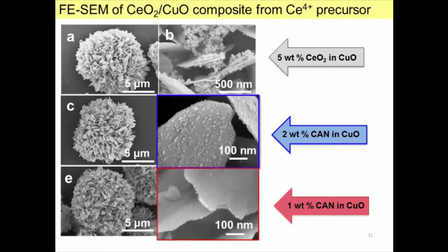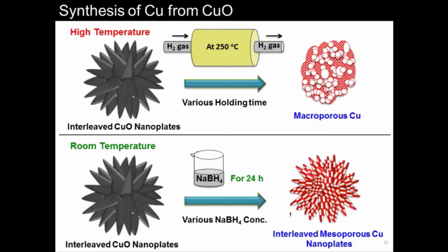Then comes the synthesis of copper from copper oxide. Here we use a high temperature of 250 degrees centigrade and pass hydrogen gas, so that when copper oxide mixes with hydrogen, it forms copper as well as water. Okay, so you end up with microporous copper at room temperature.